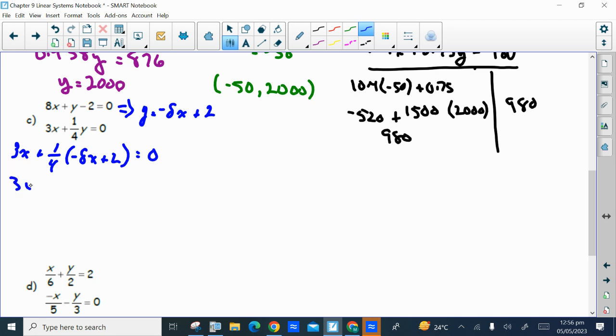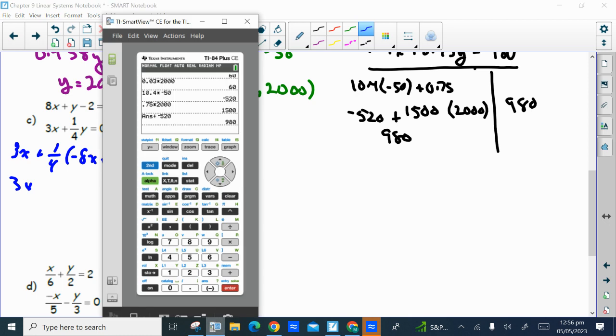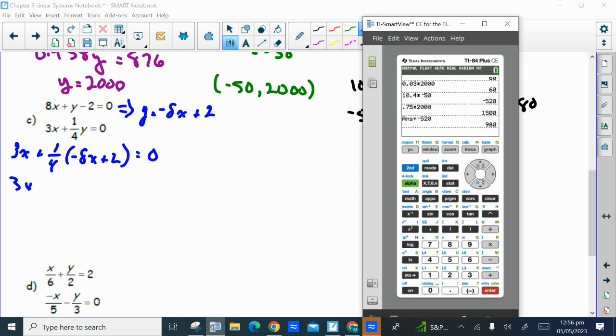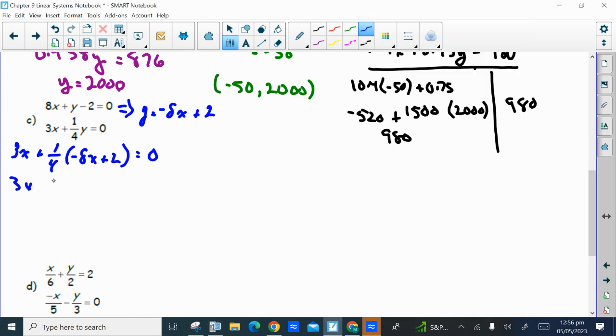And you can use your calculator to help you do this. If you want to do 1/4 times -8, I mean, that's going to be -2, but you can do it in your calculator. Using brackets, go 1 divided by 4, close the bracket, times -8. That gives you your -2. So this will be minus 2x. And then 1/4 times 2 would be positive 1/2. 3x minus 2x is 1x, and if you move the 1/2 over by subtracting it from both sides, x equals -1/2.